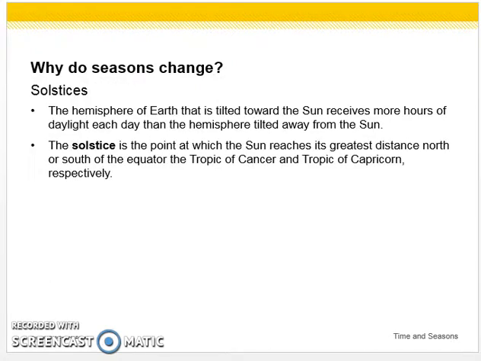The hemisphere of Earth that is tilted toward the sun receives more hours of daylight each day than the hemisphere tilted away from the sun. The solstice is the point at which the sun reaches its greatest distance north or south of the equator, the Tropic of Cancer and the Tropic of Capricorn, respectively.